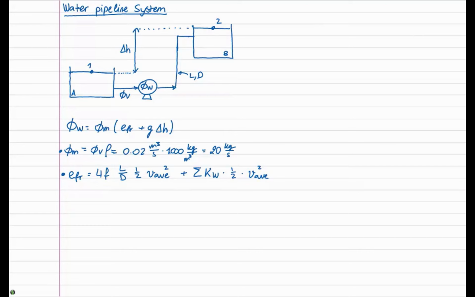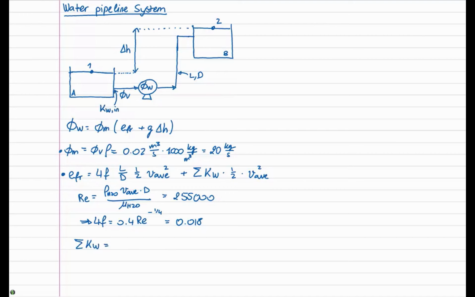So first of all, we need to calculate the Reynolds number in order to determine 4F. We find 255,000 and we fill this in the equation given for 4F, which is 0.4 times the Reynolds number to the power of minus 1/4. This gives 0.018. For the loss coefficients, we add together the loss coefficient at the entrance, at the exit, and 2 times the loss coefficient for a 90 degrees bend. You can find these values in the data companion.